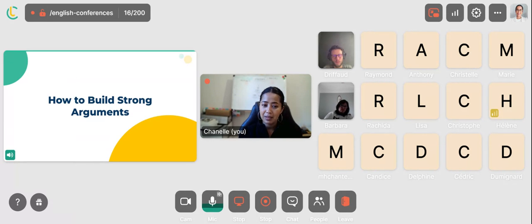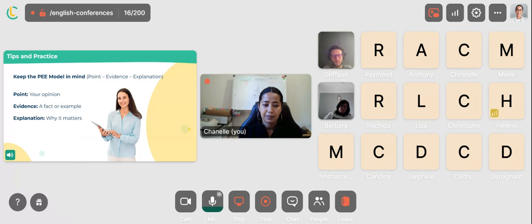So how do we build strong arguments? We keep the PEE model in mind. So point, evidence, explanation. The point is your opinion. What do you think? We then present the evidence, a fact or an example. And then we explain. We explain why it matters, the PEE model.